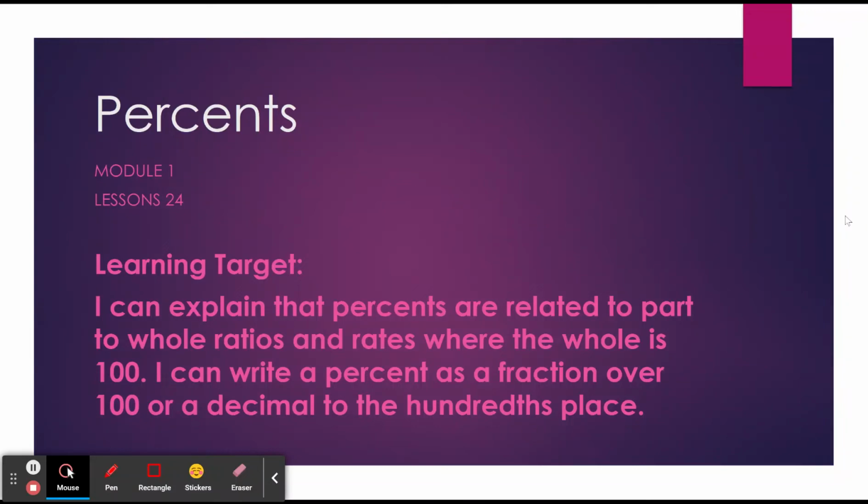Hi, everyone. We are going to embark on our last topic for Module 1, which is our percent unit. And again, like unit rates, this is something that you will for sure be seeing for the rest of your life all over, especially if you are a shopper and like to save money. This is going to be very helpful for you.